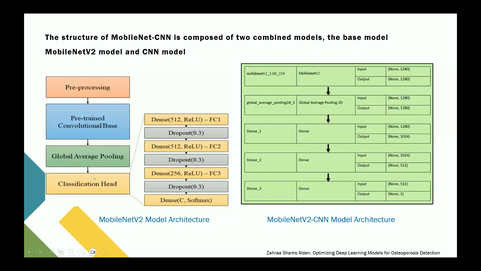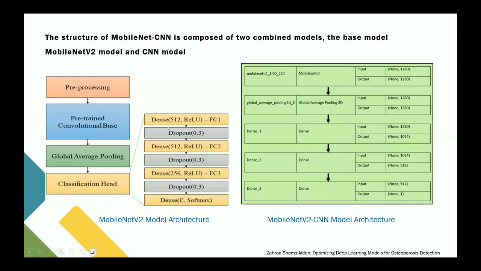And then the next layer is the global average pooling, which reduces the dimensionality of feature maps by computing the average of each feature map channel. Then we have the classification head, which has dense layers and dropout layers between each layer. The dense layer has 512 units that apply a nonlinear transformation. The ReLU is an activation layer that introduces nonlinearity, which ensures the model can learn complex data.